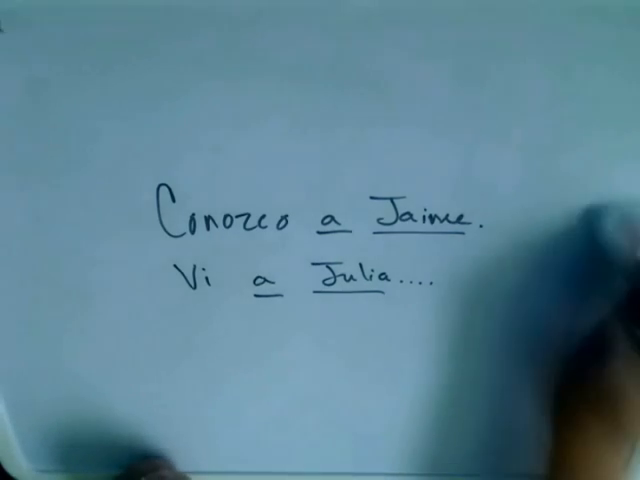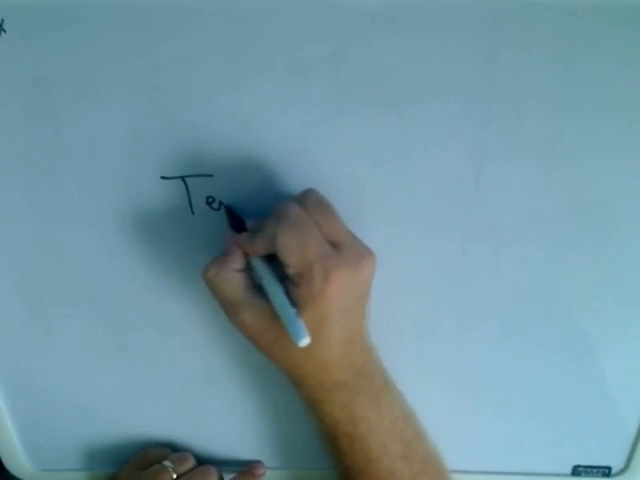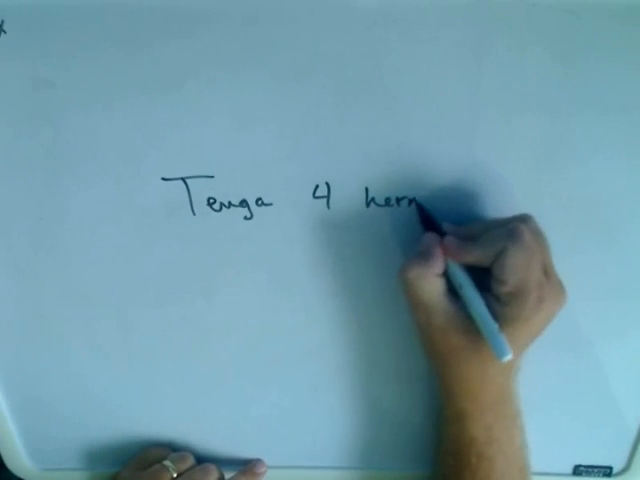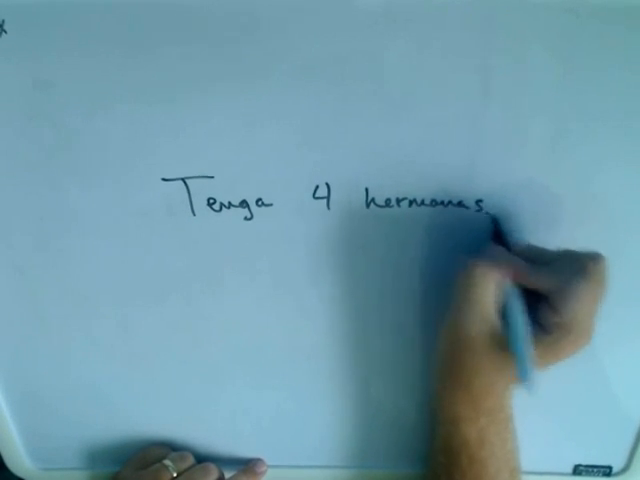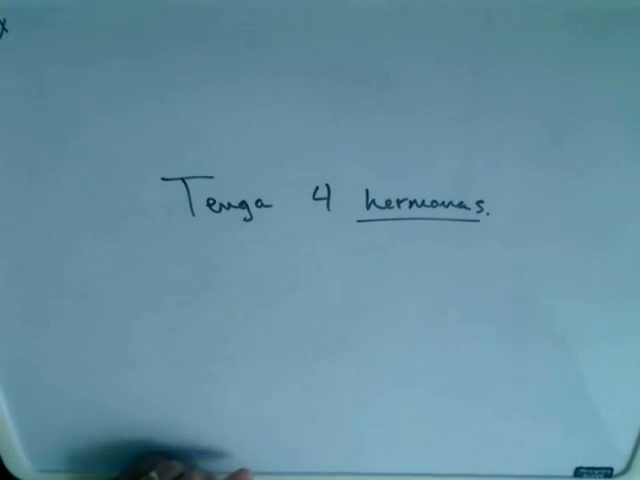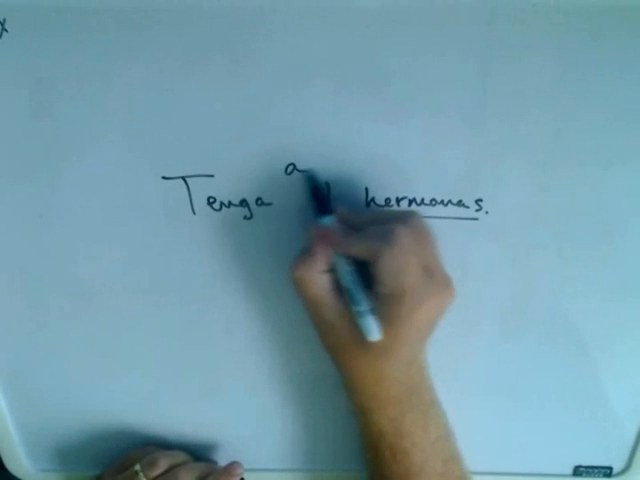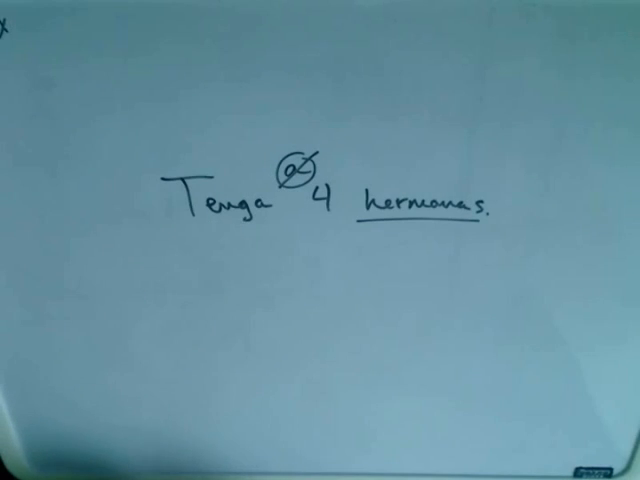And then one other quick note, generally the a personal is not used after the verb tener. So for example, I have 3 sisters. Actually, I have 4 sisters. I better be accurate here, right? Tengo 4 hermanas. It's just an exception, even though my sisters are very specific people. Tengo 4 hermanas. You do not use the a personal usually after tener. All right?